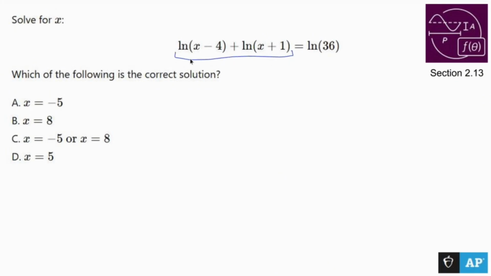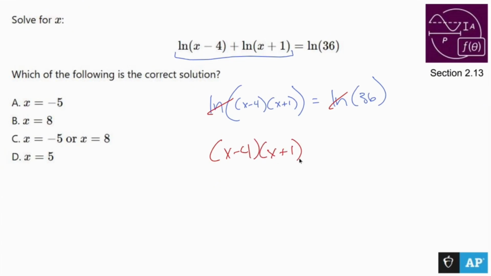When you add ln's or logs of the same base, remember ln is a log, you multiply the inside. So this becomes ln of (x minus 4) times (x plus 1) equals ln of 36. Now that I have ln of this equals ln of that, I can get rid of the ln's. And that leaves me with (x minus 4) times (x plus 1) equals 36.